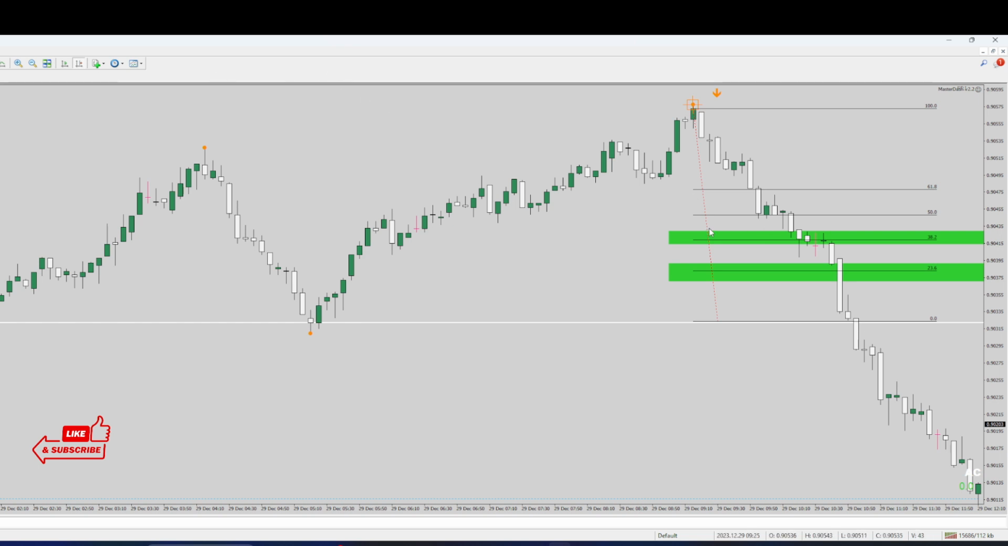Now, if you did take this particular entry there, your next question is, well, how do I get out? You can always use market structure. And this is where we want markets to break this particular area here. You can use that as your first target.